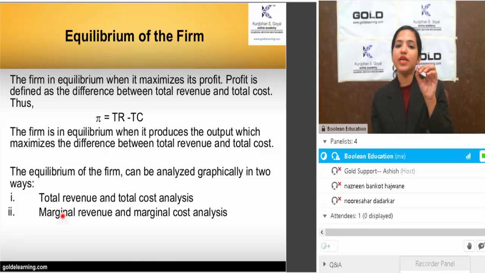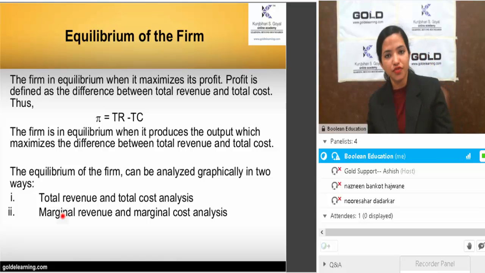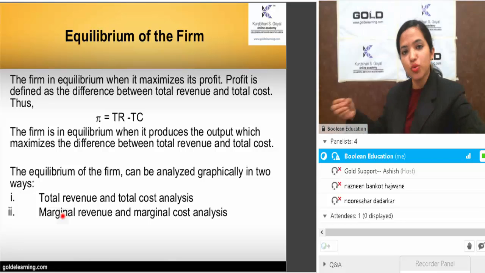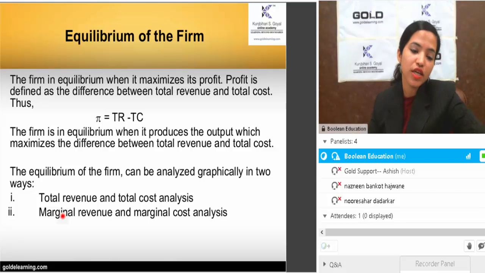Now this equilibrium point is not just good for the firm but also good for the market, that is also good for the consumers or the buyers which are using these commodities. So we can use two methods basically. The first method is total revenue and total cost analysis, and the second method is marginal revenue and marginal cost analysis. Right?